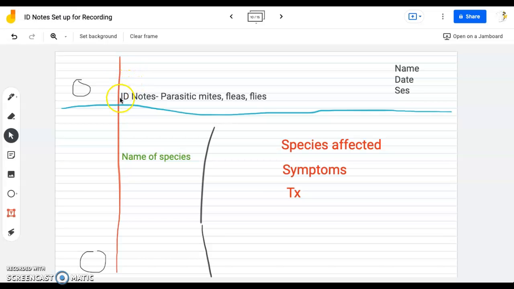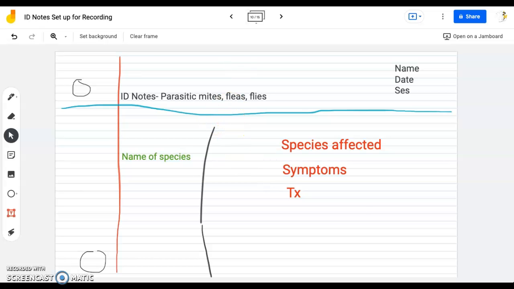Okay, so we've got our ID notes on parasitic mites, fleas, and flies. We are going to have our name, date, and session in the top right-hand side. The left-hand side is going to be the name of the species that we're talking about. The right-hand side, we're going to actually look at the species that the parasite affects. We're going to look at some symptoms that we might want to watch for in those animals, and then treatment when we do have an animal that has those parasitic infections.